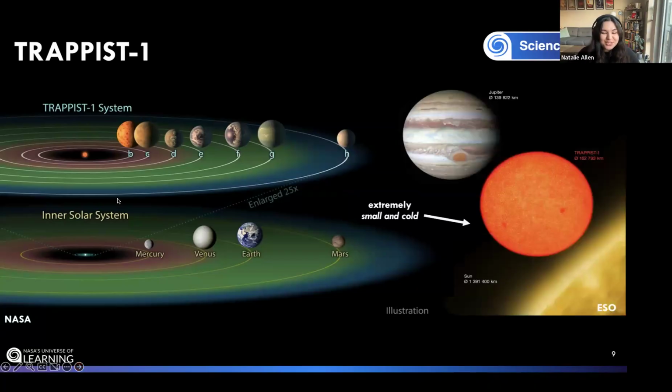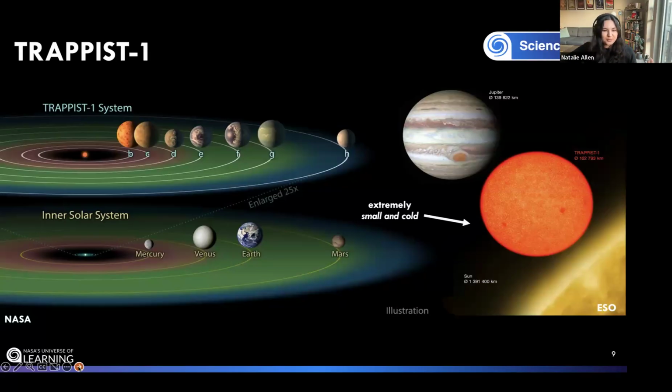And the reason that the system is so compact is because the star is really small and cold. TRAPPIST-1, the star, is about the size of Jupiter. It's basically as small as a star can get and still be a star. And because it's so small, that makes it really cold. And as we just talked about, a really small and really cold star is really useful to observe transiting exoplanets. So even though these planets are really small, the signals look comparably larger because the star is so small.